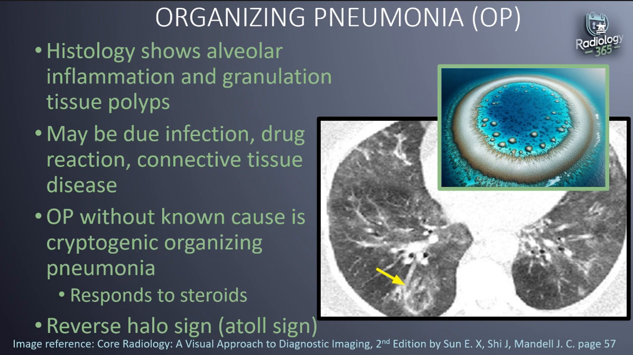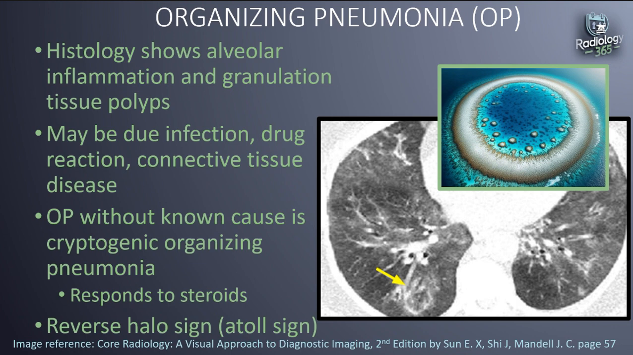Now, if you have organizing pneumonia pattern with an unknown cause, then you call it cryptogenic organizing pneumonia. That is idiopathic organizing pneumonia. It was previously called bronchiolitis obliterans organizing pneumonia. Cryptogenic organizing pneumonia clinically responds to steroids with a good prognosis, and it may resolve completely, although recurrence is common. On CT, you would see consolidation or ground glass opacities in a peripheral and peribronchovascular distribution.